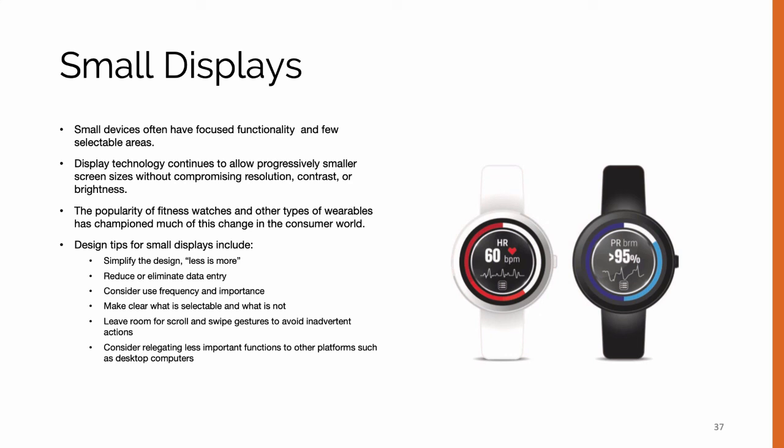Reduce or eliminate data entry as much as possible, make sure you're including the most frequent and important information front and center, make sure people understand what's selectable and what's not, leave room for scrolling and swiping gestures, avoid inadvertent actions, and basically relegate less important functions to other platforms like desktop computers. You don't need to be able to do everything from your watch, probably just the most important and frequent things.